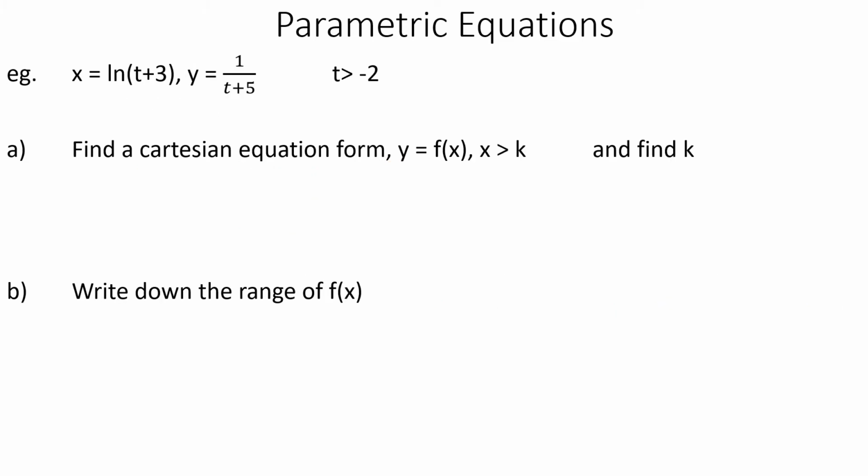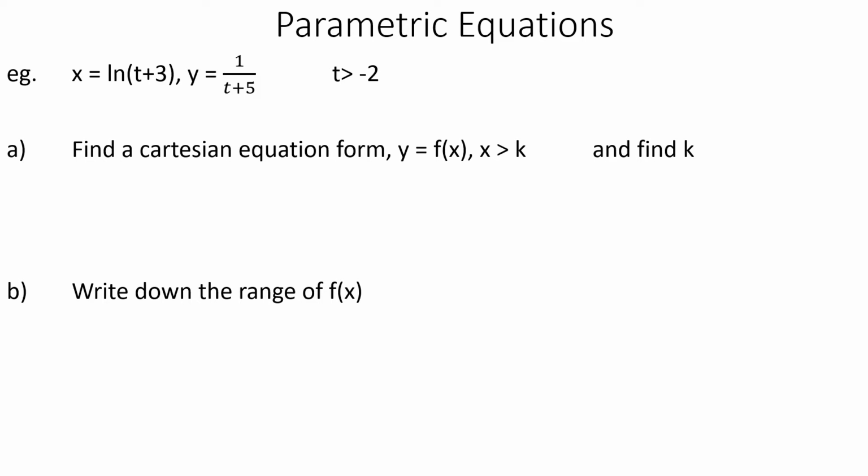So we're going to spend a bit of time looking at a few different examples of parametrics and how we can combine them and do things with them. So here's a different one. We've got here x is ln of t plus 3, and we've got y is 1 over t plus 5, and t is greater than minus 2. We want to come up with a Cartesian form that links these two things together, and we want to define the domain of the function. So when we say x is greater than k and find k, we want to find its domain.